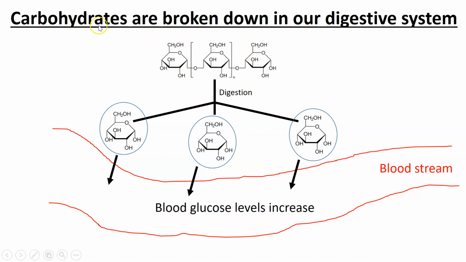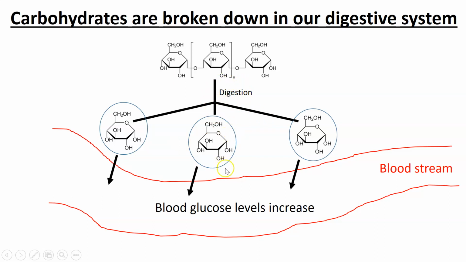But these carbohydrates are broken down by your digestive system. And if anybody's interested, the enzyme responsible for breaking starch is amylase. Your saliva contains amylases, and your pancreas will release amylases. So in your mouth, your amylase will be released. It'll start to break it down, and then it'll be completely digested once it reaches the small intestine.